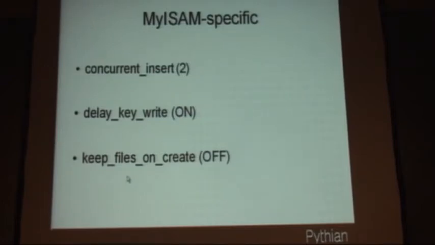So MyISAM specific, concurrent inserts. I mentioned concurrent insert before. The default for concurrent insert is 1, which means it's going to allow more than one insert at a time. It's not going to lock the tables, right? If it's 0, there's no concurrent insert, and MyISAM tables will lock for the duration of the insert. If it's set to 1, which is default, MyISAM tables will allow concurrent inserts if there is no fragmentation in the table. If you set it to 2, it will allow inserts even if there is fragmentation.